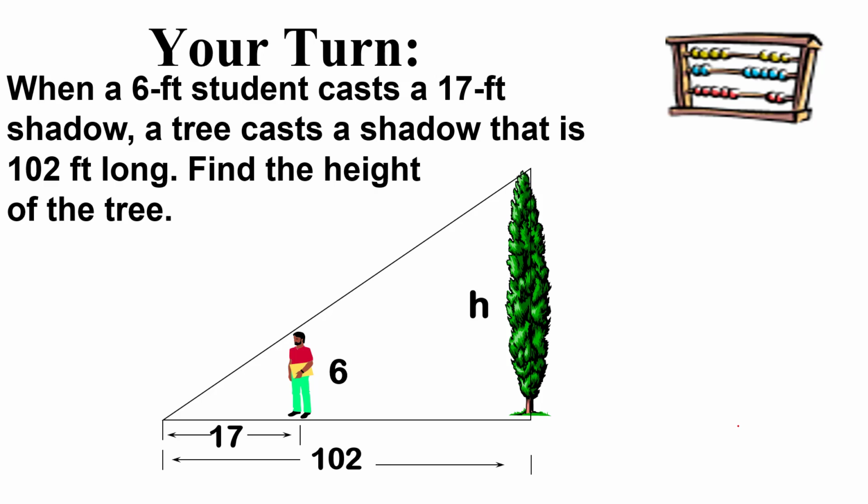Let's try it again. When a 6-foot student casts a 17-foot shadow, a tree casts a shadow that is 102 feet long. Find the height of the tree. Now, anytime you have triangles inside triangles, you're going to tend to have similar figures. Because notice, I have got two triangles that are sharing the same angle.